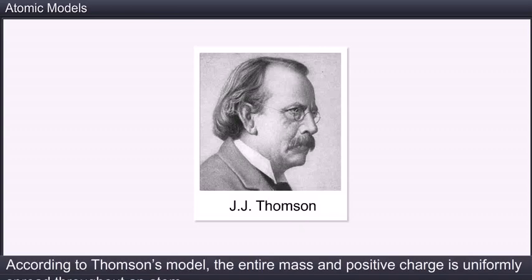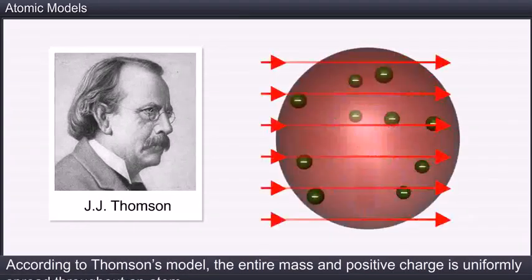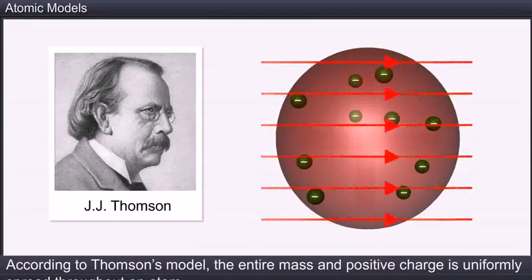If Thomson's model is correct, then all the alpha particles should pass through the gold foil almost undeflected. This is because the entire mass and positive charge is uniformly spread throughout an atom.